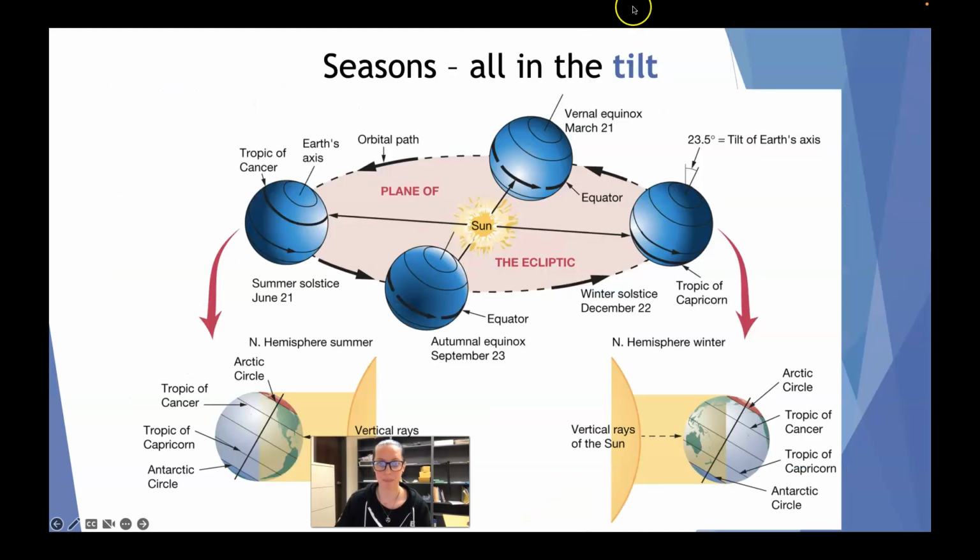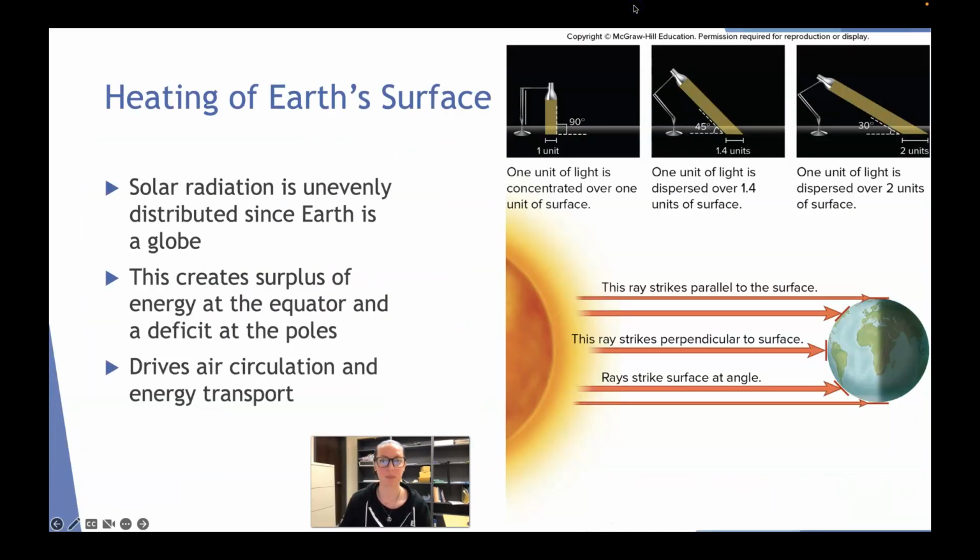It's not saying that the value of the sun's energy is changing. It's all the same. Like the amount of energy doesn't change from the Earth's equator or polar regions. It's just that how much of it reaches the surface, or the angle in which it reaches the surface, can cause some differences, right? So what this does is creates a surplus of energy at the equator and a deficit of energy at the poles.